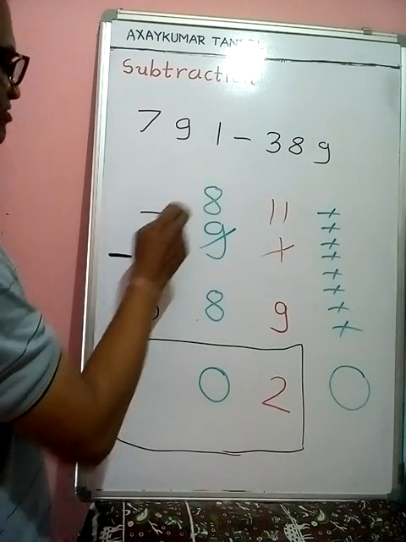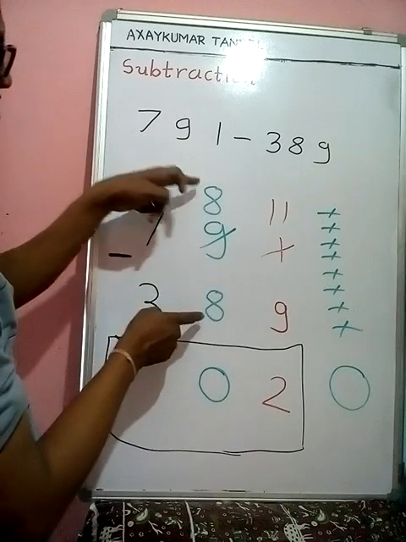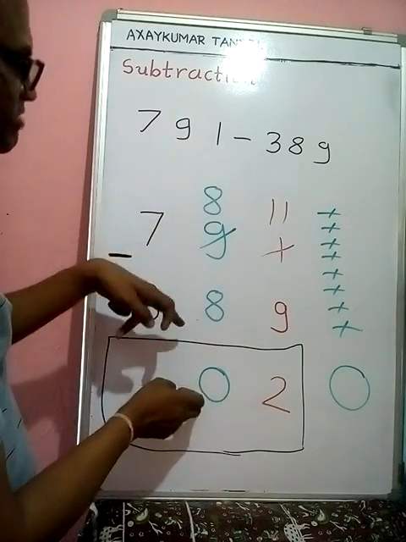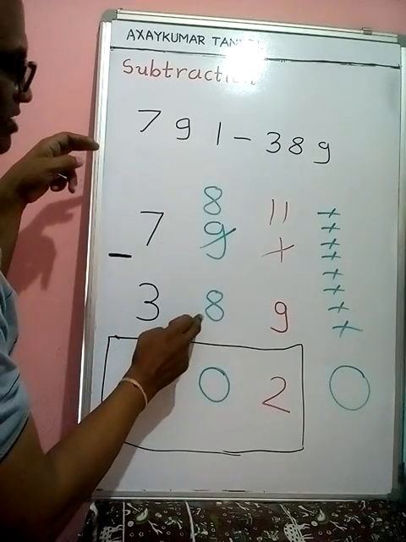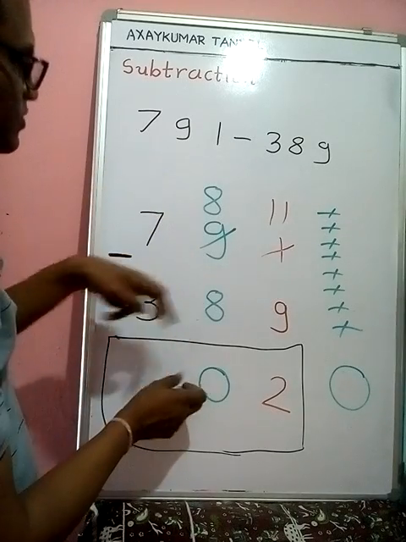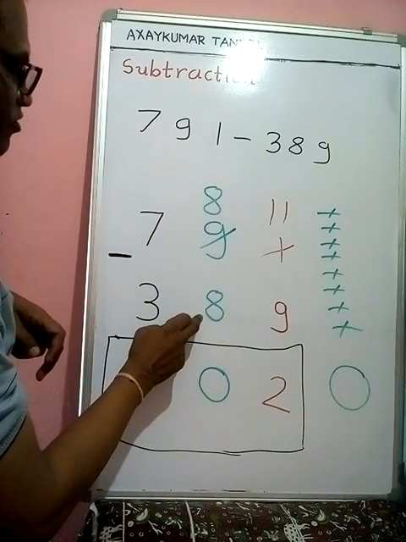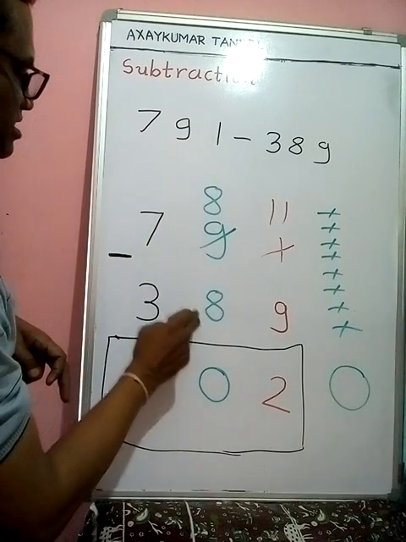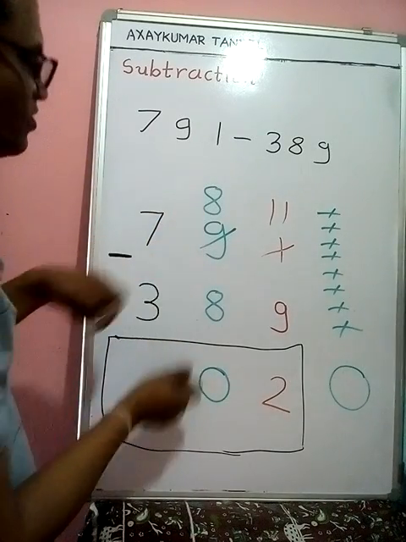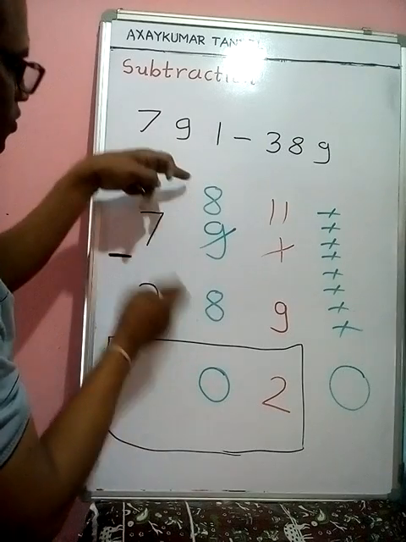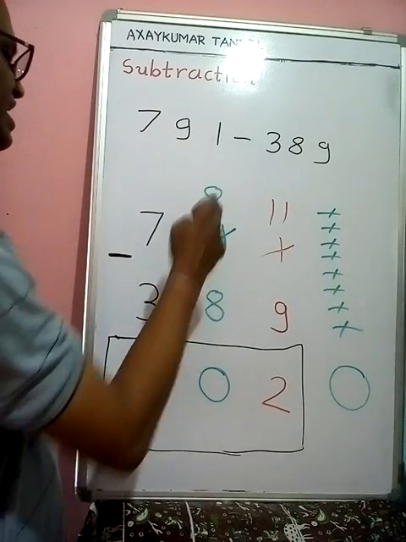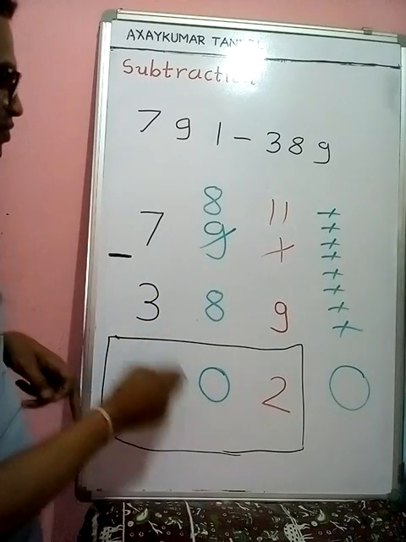If here 7, here 7. 7 minus 7 is equal to 0. If here 6, here 6. 6 minus 6 is equal to 0. If here 5, here 5. 5 minus 5 is equal to 0. If here 4, here 4. 4 minus 4 is equal to 0. Here 3, here 3. 3 minus 3 is equal to 0. Here 2, here 2. 2 minus 2 is equal to 0. Okay, understand? 8 minus 8 is equal to 0.